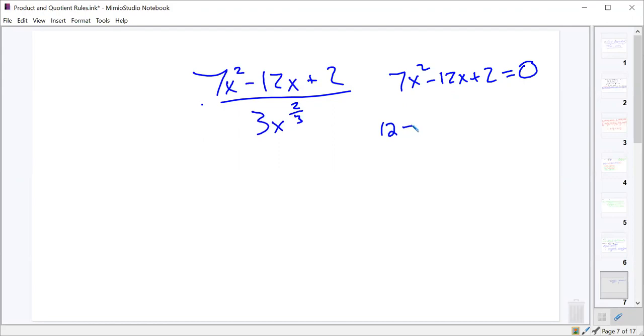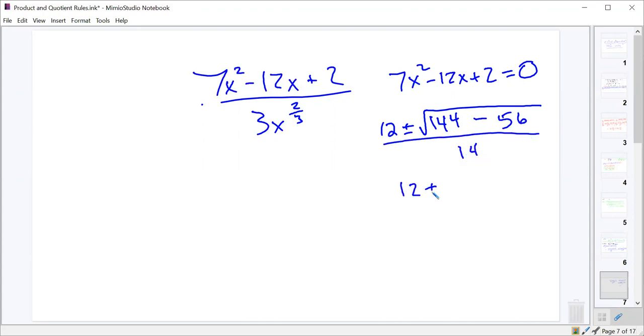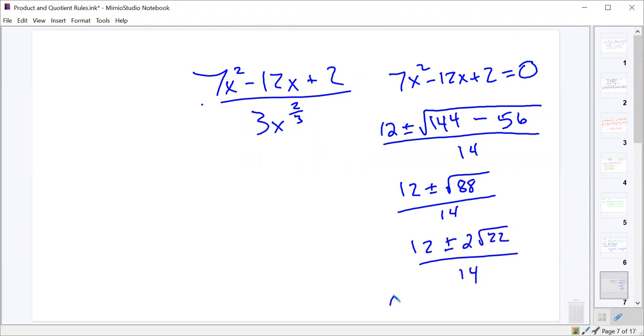So 12 plus or minus the square root of 144 minus, what is that, 4 times, yeah, it's 56, 4 times 7 times 2, all over 14. And that gives us 12 plus or minus root 88 over 14, or 12 plus or minus 2 root 22 over 14, or horizontal tangent lines at x equals 6 plus or minus root 22 over 7. Good or no?